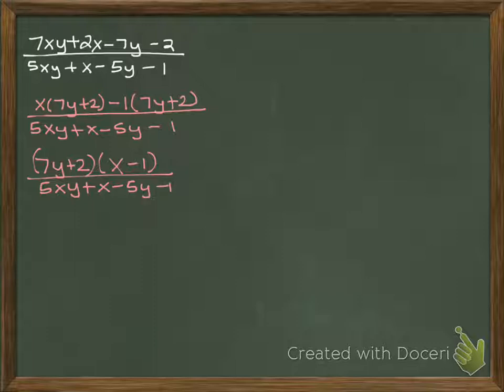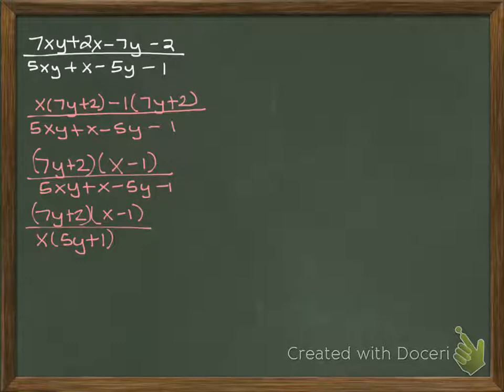Okay, so now I'm going to factor the denominator in the exact same way and hope that I have factors in common between the denominator and numerator so that I can reduce the fraction. So from the first term, I'm going to factor out an x again from the first two terms. This is the numerator, 7y plus 2 times x minus 1. And factoring out the x in the denominator, I have x times 5y plus 1. There we go.